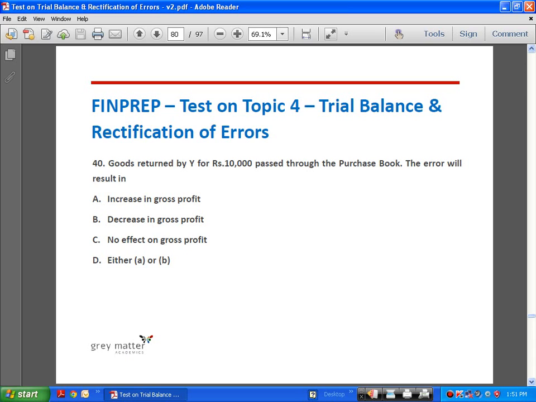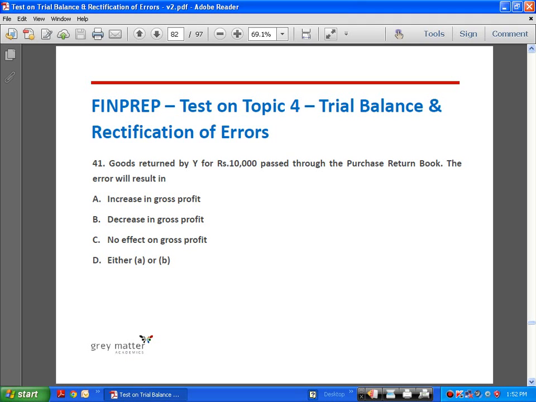Question number 40. Goods returned by Y for rupees 10,000 passed through the purchase book. Okay, so this means sales returns has been shown as purchases. So there will be no impact because sales return has the impact of reducing the GP, and purchase also has the impact of reducing the gross profit, and hence this will have no impact on the gross profit.